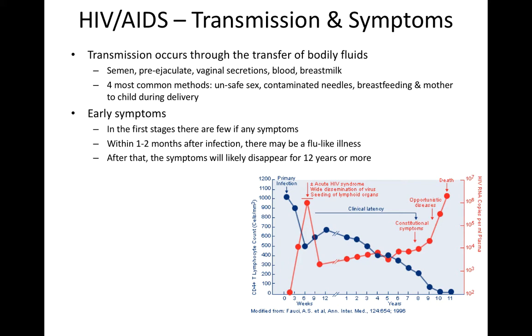So here what we're tracking is the viral load in red versus the T cell count in blue. So at the primary infection, T cells are high, viral load is low. Now, this is that sort of 1 to 2 months post infection. You get a very high viral load and your T cells drop.